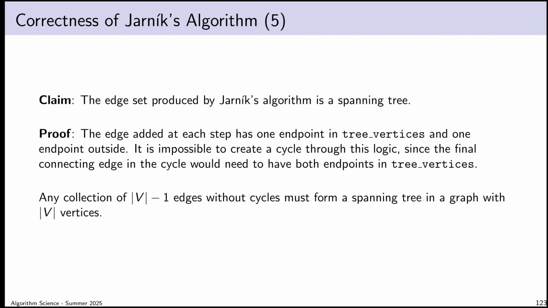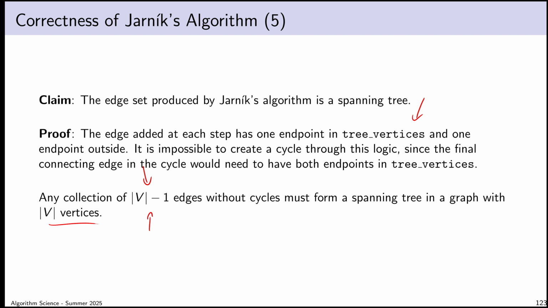It's impossible to create a cycle if every time I add an edge, only one endpoint is currently in the tree, because that final edge in the cycle would have to have both endpoints in the tree, and of course the algorithm doesn't do that. Additionally, the number of edges I end up with is |V| minus 1. And we know that any collection of |V| minus 1 edges with no cycles must be a spanning tree, because in a graph with this number of vertices, any collection of this number of edges that does not have cycles must be connected. And so it's a spanning subgraph that's connected and has no cycles. It must be a spanning tree.